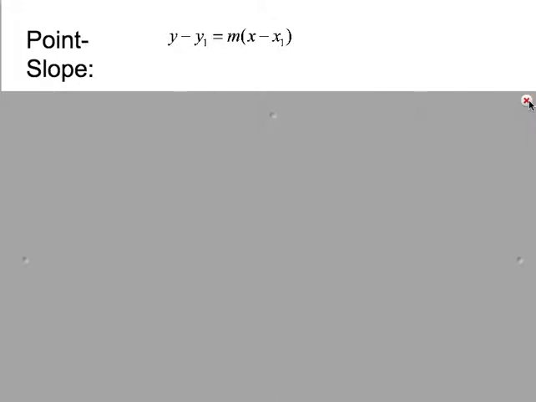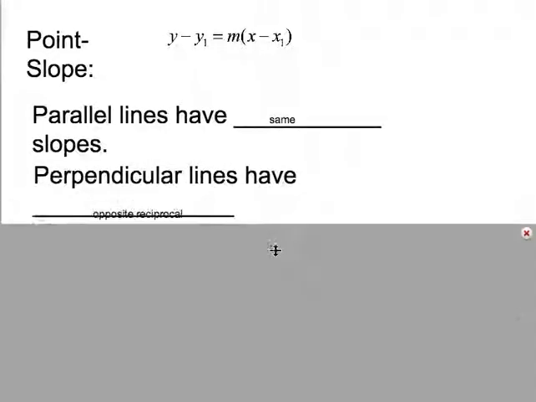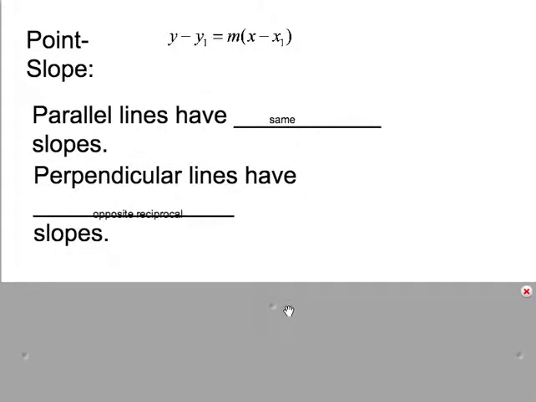So now, when do we use point-slope form? We use it when we want to talk about parallel lines, and parallel lines have the same slope, and it makes sense because they never intersect each other. Perpendicular lines have something called opposite reciprocal slopes. Opposite reciprocal is when I take a fraction and I flip it and I either make it positive or negative.